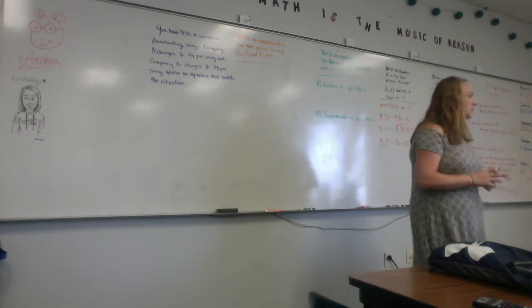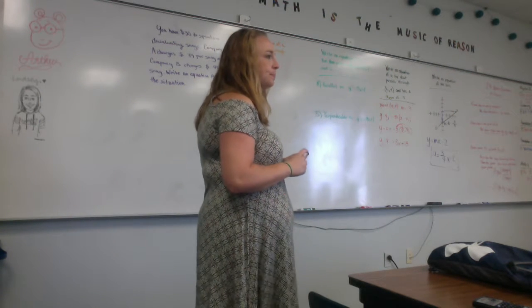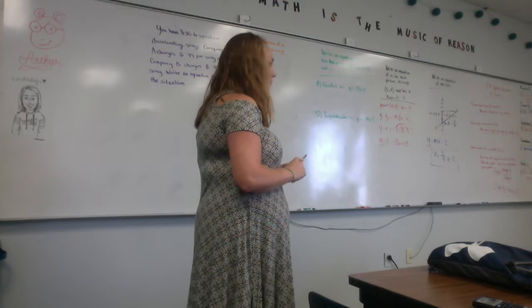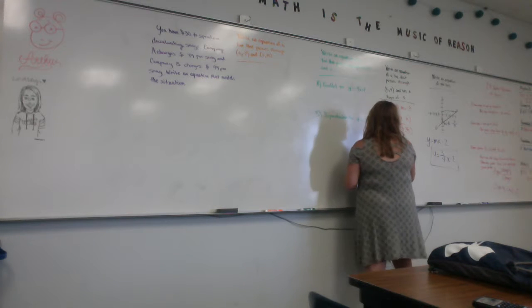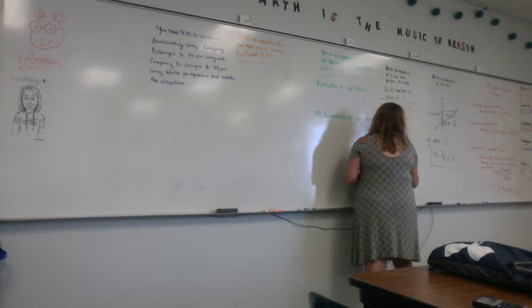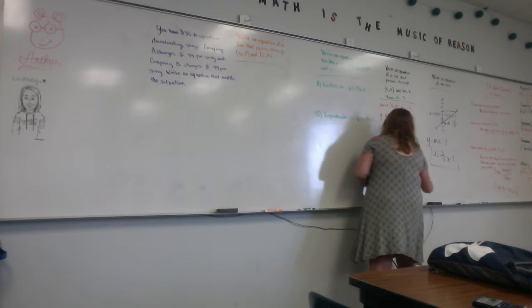Now what do I need to do? Is this an equation yet? Am I done? What do I need to do? You guys are so quiet. You can say it loud. I'm going to add 4 to both sides. And I'm going to get an equation that says y equals -3x plus 19.